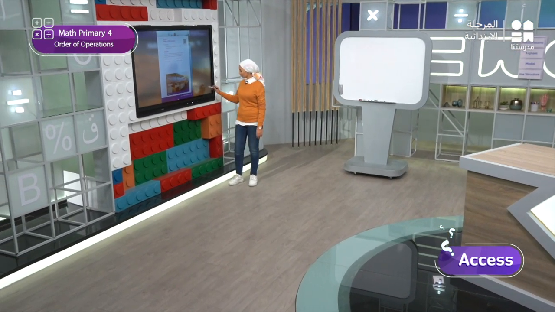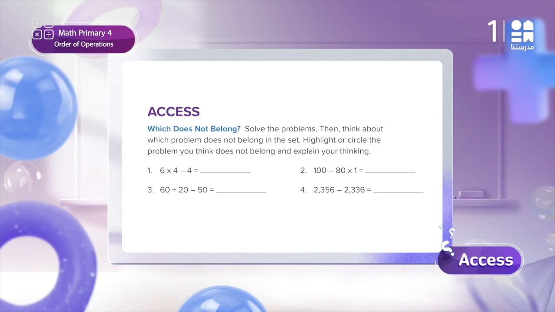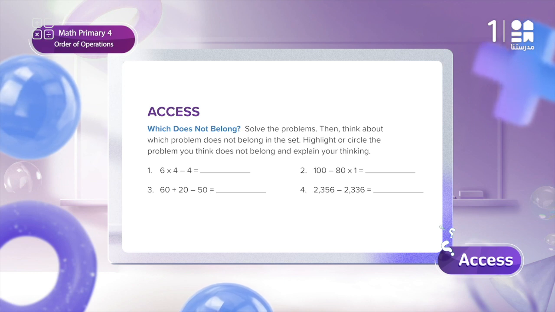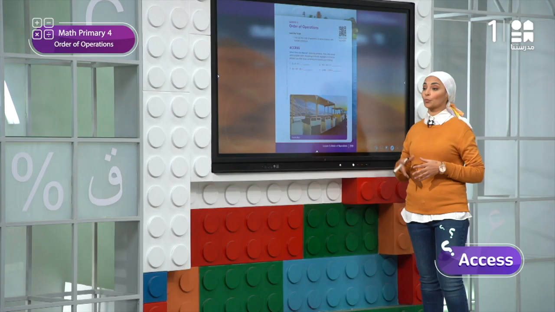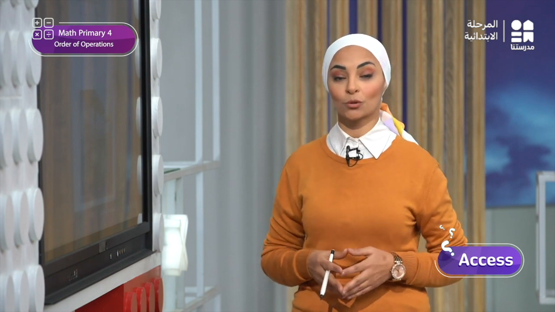Here, as you see in the Assess part, we have 4 problems. We have to solve them and identify which problem doesn't belong in the set, meaning which problem is different than the others. Now I will give you some time to solve these problems, and when we are back, we will review the answers all together.